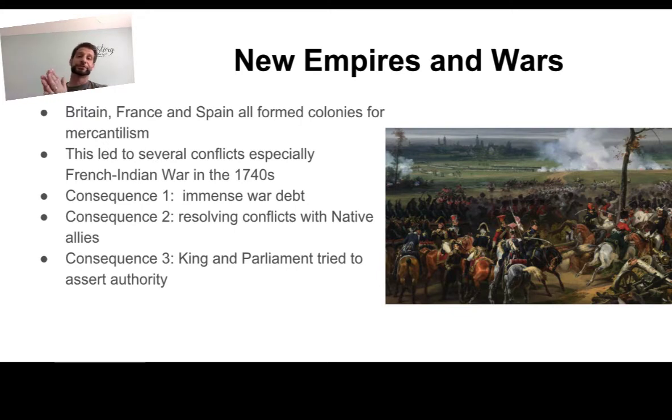So at the very beginning of this time period, we have 3 new empires that are formed: New England, New France, and New Spain. Each one of these were formed under mercantilism, so remember, they're being formed for mercantile goals. Go out, get colonies for raw resources, bring them back to make finished products. This led to several different conflicts, but the most important we want to remember is the French and Indian War. Why? Because of the consequences of the French and Indian War. At the end of the French and Indian War, the British win, the French are gone. But the first big consequence was an immense war debt. The second was resolving conflicts with the Native American allies. And the third is that the king and the parliament needed to reassert their authority.